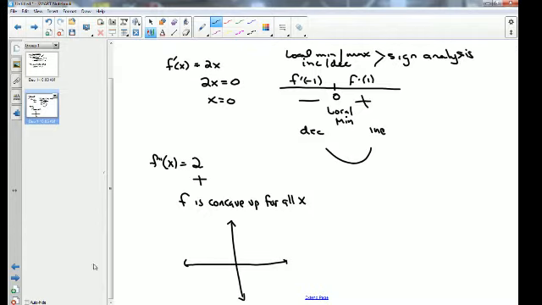Okay, using the information up here, we have a critical point at x equals 0. That's where our horizontal tangent line is, right? We know that we are decreasing here, correct? And we know that on this side we are increasing.